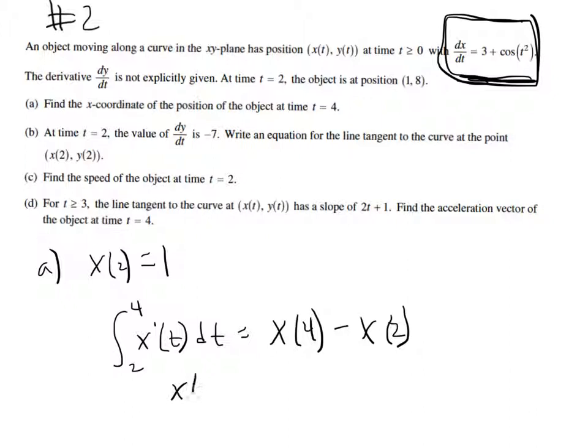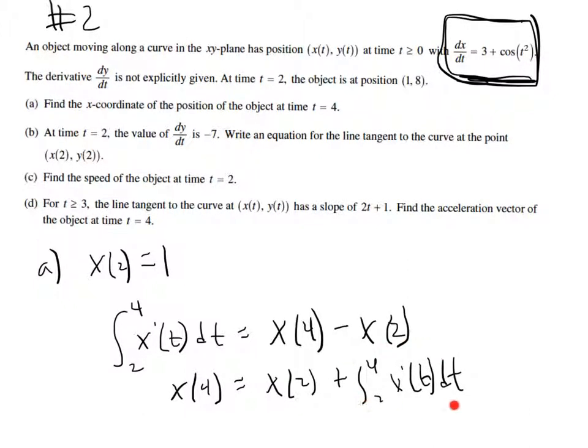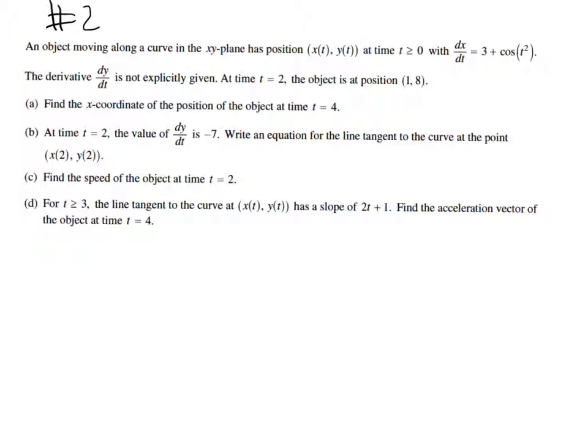Therefore, x of 4, which is what they want us to find, is going to equal x of 2 plus the integral from 2 to 4 of x prime of t dt. Another way of thinking about it is that this is the displacement that x has from t equals 2 to t equals 4. So you take its position at 2 and you add the displacement that x had from 2 to 4, and that will give you the position at t equals 4. Okay, part B and part C, most people got. If you didn't, look at the scoring guidelines, and that hopefully will clear things up.